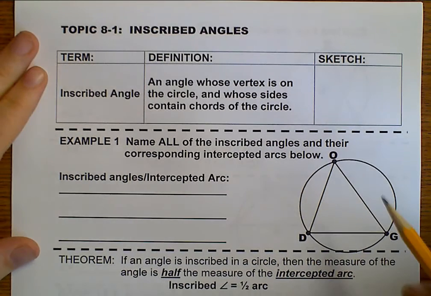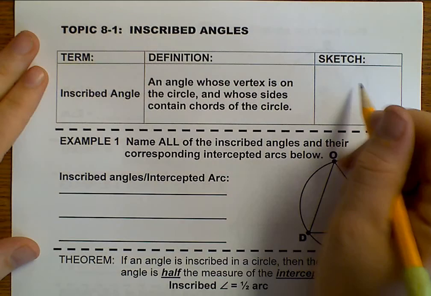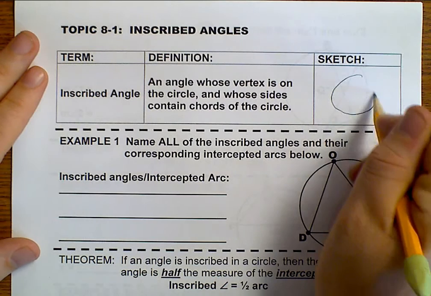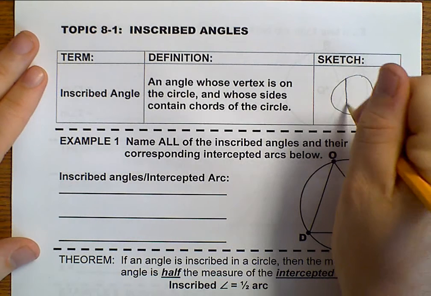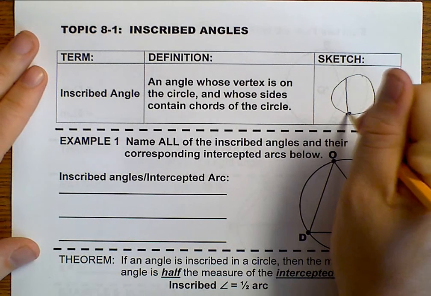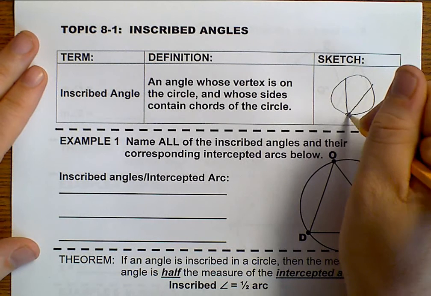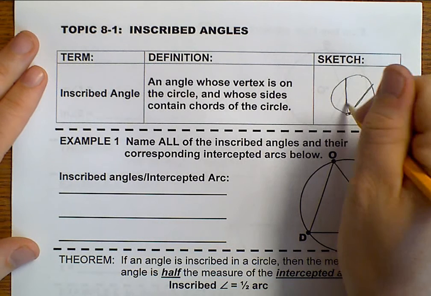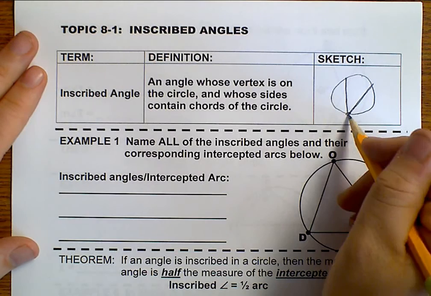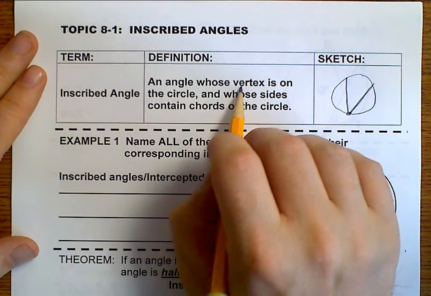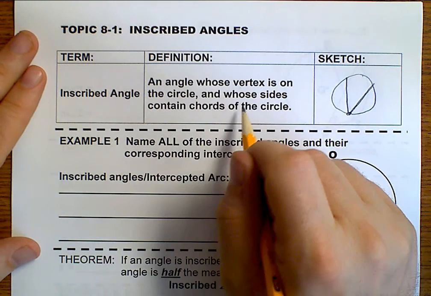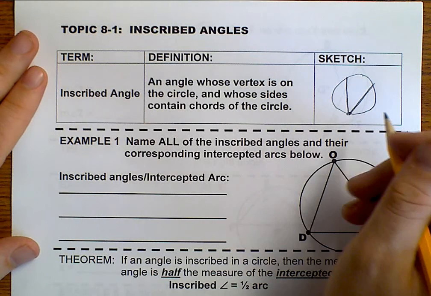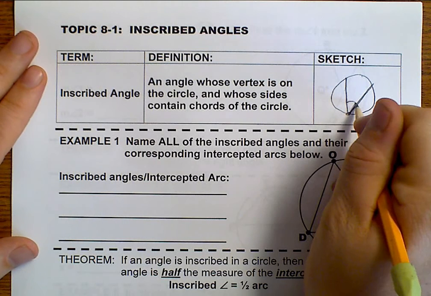First, let's talk about what an inscribed angle is. An inscribed angle is when you have a circle, and you have an angle inside the circle, and the vertex is on the circle. So, an angle whose vertex is on the circle and whose sides are both chords of the circle. This is an inscribed angle.